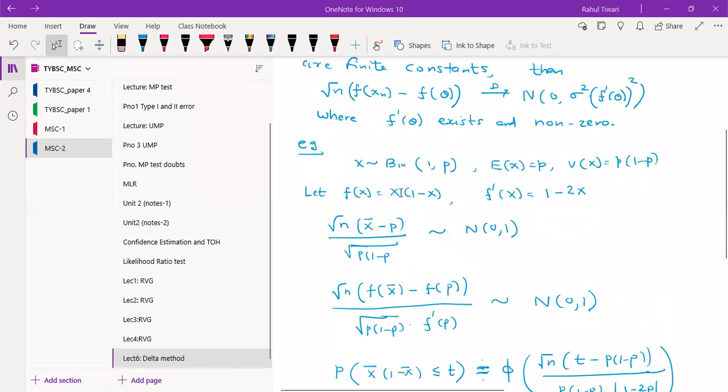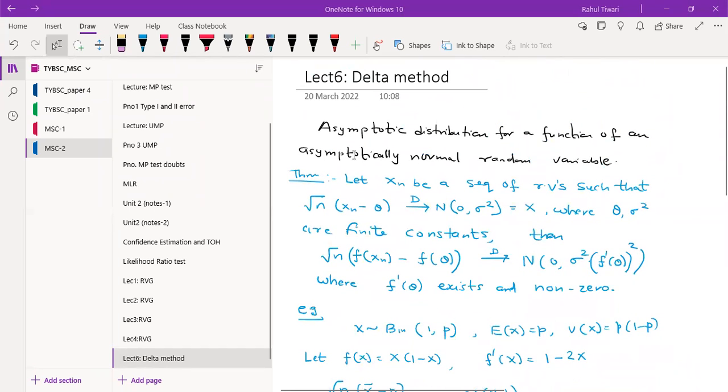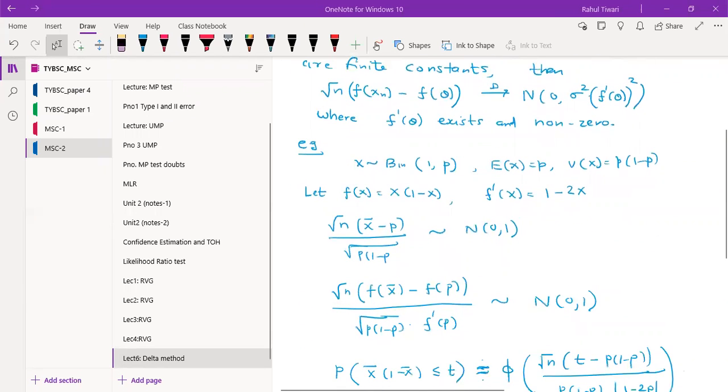Here we have assumed this is the function x1 minus x is my function, but my interest is for the function of my asymptotically normal random variable, meaning I am using it for the mean. So if it is x bar 1 minus x bar less than or equal to t, if you are interested in something like a CDF, then how can you get that particular value?